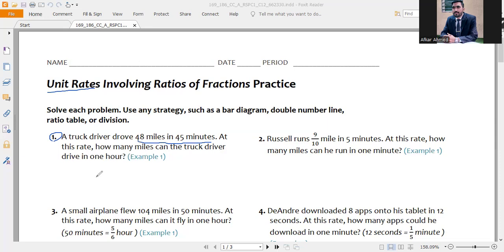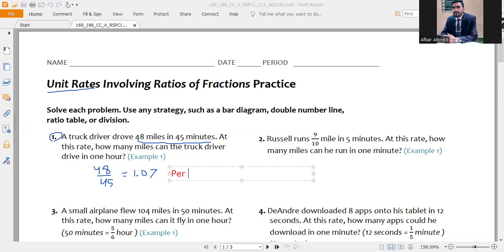So, first, basically, we will divide these two numbers, 48 divided by 45, because there are 45 minutes. We want to calculate it for 1 minute. So, when you divide, you will get the answer 1.006, which is approximately equal to 1.07. Okay, so it means the truck driver is covering 1.07 miles in 1 minute. You can even write here per minute.